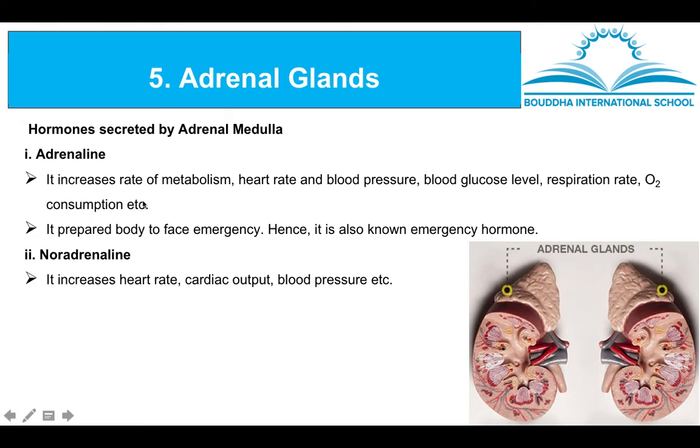Since this hormone prepares the body to face an emergency, it is known as the emergency hormone. Similarly, we have another hormone called noradrenaline. It also helps to increase heart rate and cardiac output, meaning it helps the heart pump more blood, and blood pressure will increase. The ultimate aim of all this is to make the metabolism high to produce more energy so that it will be easy to face that situation.